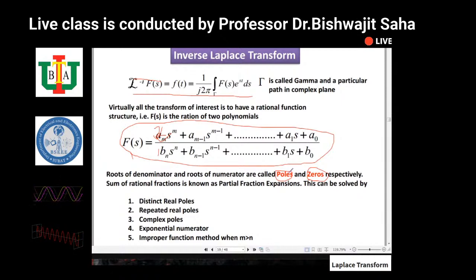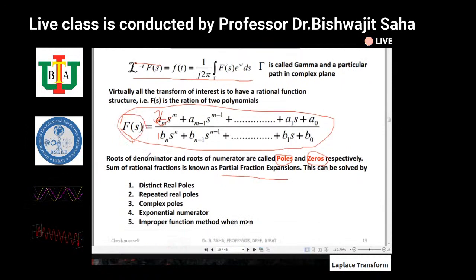And from there, we made these rational fractions. This is called the partial fraction expansion. To solve this transfer function or find the factorization, we have 5 ways. One is distinct real poles, another is repeated real poles, and complex poles, another is exponential numerator, because poles we know, but there is the exponential numerator, and another is the improper function method. Improper function method means m is higher than n.